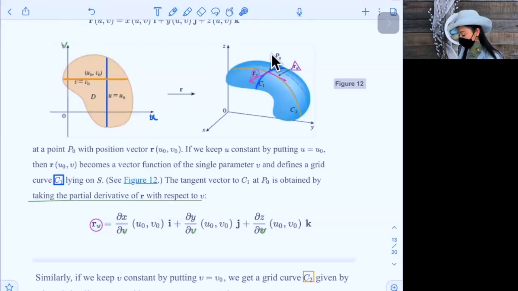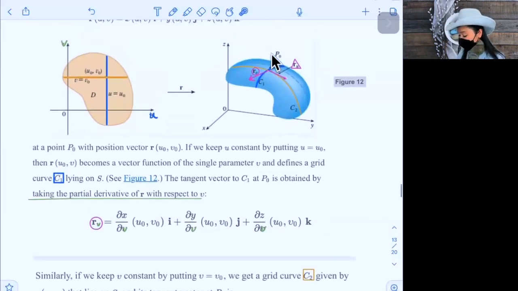And similarly, this horizontal segment is going to map to this grid curve over here. And then the partial derivative of r with respect to u, remember v is fixed along this one, is this tangent over here, right there.